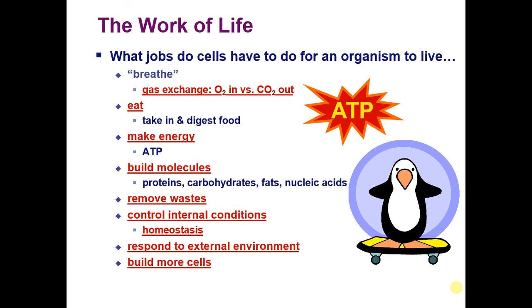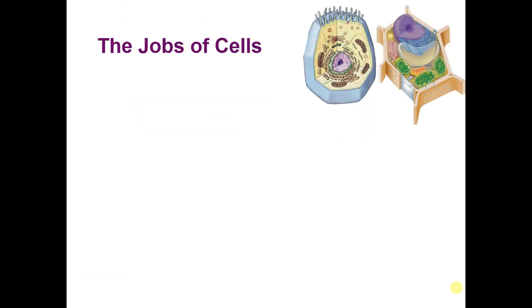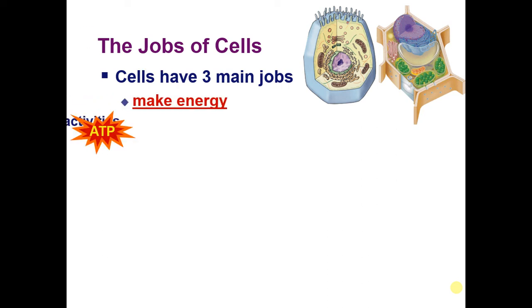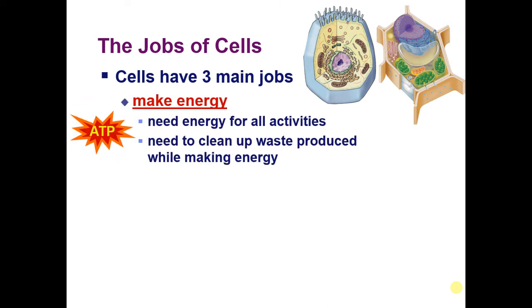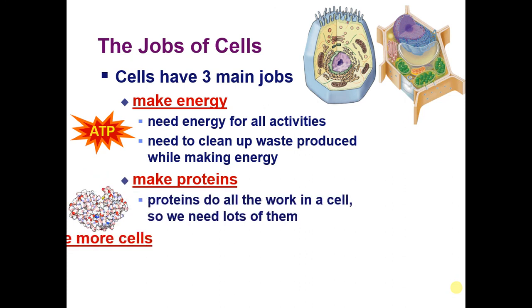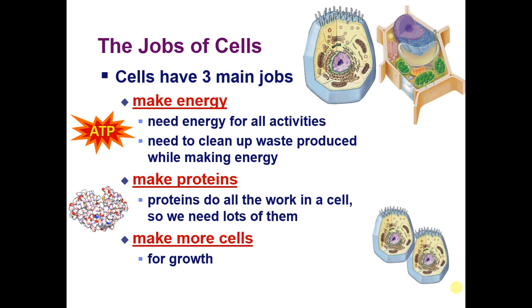So if something on the outside is attacking it, it can respond to that. Or if the external conditions have a lot of glucose, it can take that into the cell. And then they need to reproduce or build more cells to replace and replenish those that are damaged or die. So the jobs of the cells can be broken down into three main categories. To make energy, to make proteins, and to make more cells.